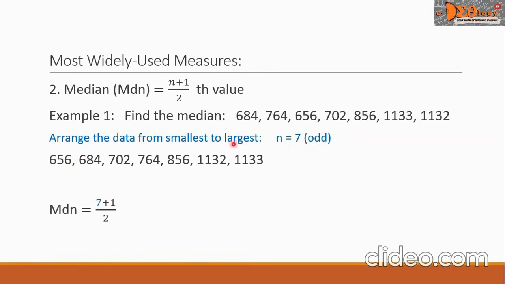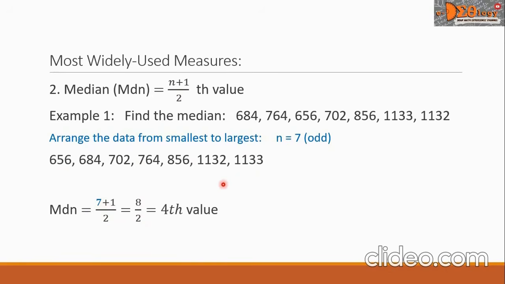Let us now use our formula here. So median equals, the n plus 1 is now 7 plus 1, taken from here, the number 7, over 2. Simplifying this, 7 plus 1 is 8 divided by 2, and this is equal to 4. This number 4 here describes the fourth value of our arranged data.